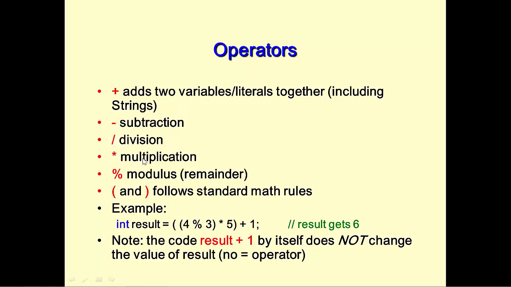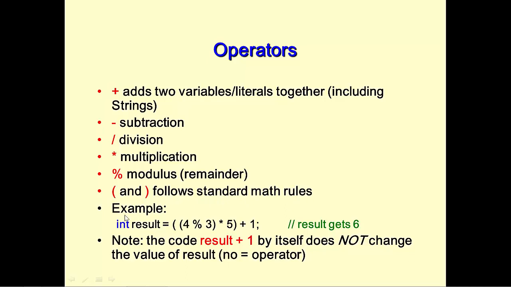The star is multiplication. And then a new one for a lot of folks is the modulus operator, which is this percent sign. You have to kind of go back into earlier math. You probably remember these things as the remainder after division. Okay, and I think we'll see an example down here in just a minute. Also realize that we do have mathematical precedence by using the parentheses here, so it follows standard math rules.